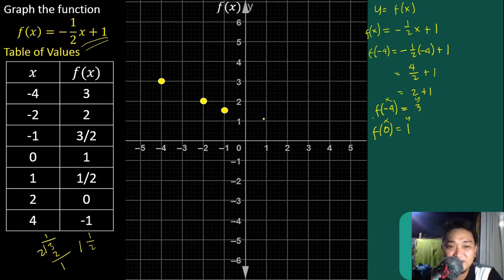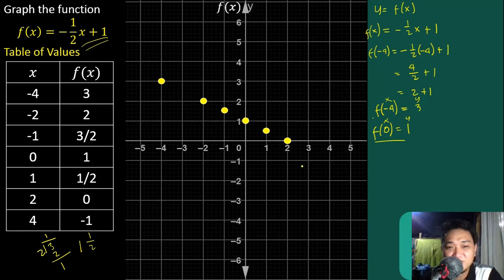So, 1 and 1 half. The value of x is negative 1 here. The value of y is 1 and 1 half, kalahati. So, bali yung maging intersection na lang nandyan. Now, if the value of x, ito sinolve na natin kanina, is 0, the value for the function will be 1. Or f of x is 1. Or, sa madaling salita, the value of y is 1. If the value of x is 1, the value for the function, or f of x, will be 1 half.